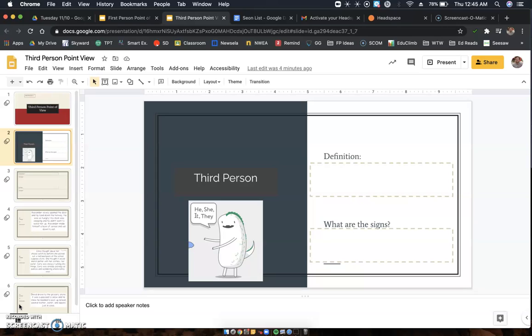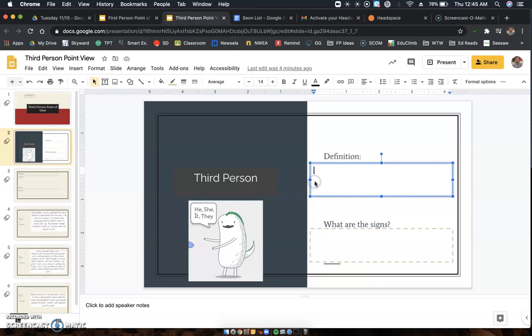So this week we have talked about first person, second person, and now today we'll talk about third person. Okay? So we're going to start today talking about the definition, what is third person, and then a few signs. Third person is a little bit interesting because there's actually two different kinds of third person point of view, and we'll talk about those today too. Okay? So first, the definition for third person.